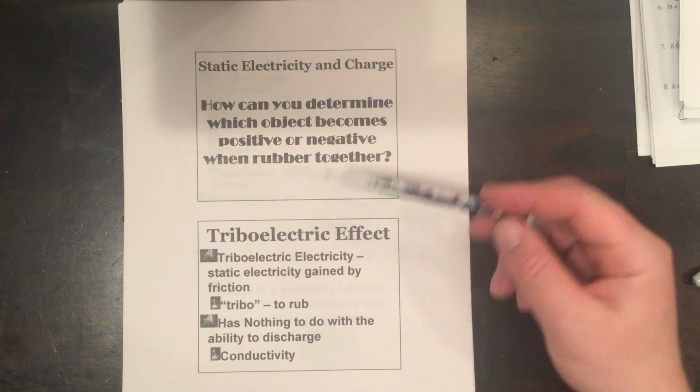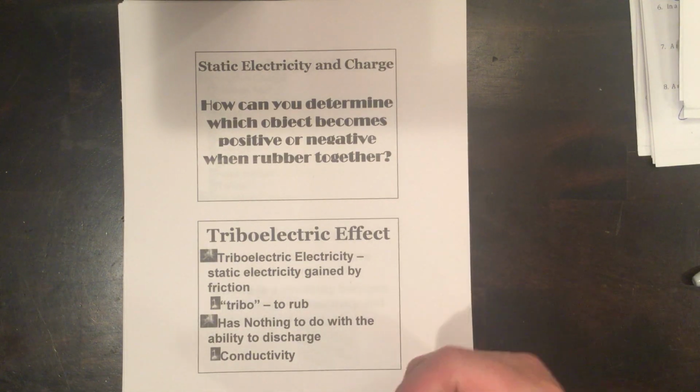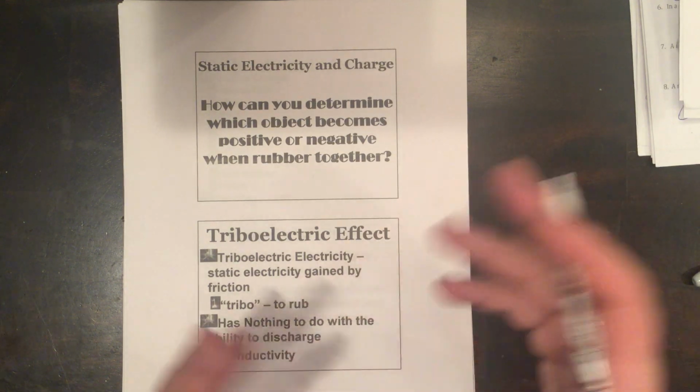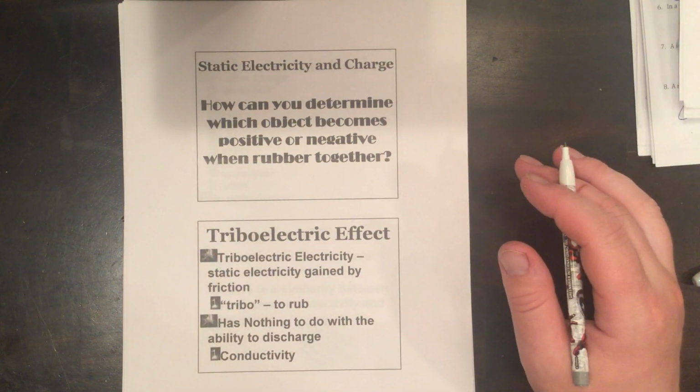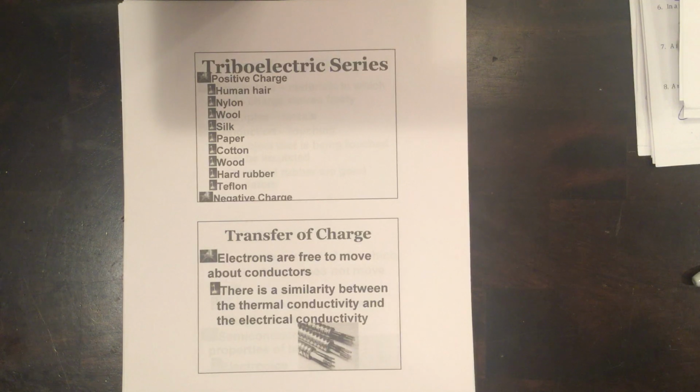You have to look at both materials and then where they fall on this chart that's going to be shown here. It has nothing to do with the ability to discharge. Okay, so what has a better ability to discharge, a metal or a rubber? Metal would have a better ability to discharge because it is a conductor. Okay? That has nothing to do with it.